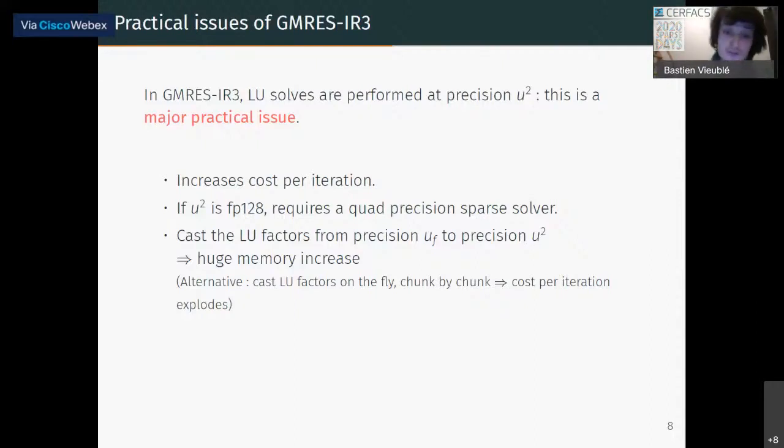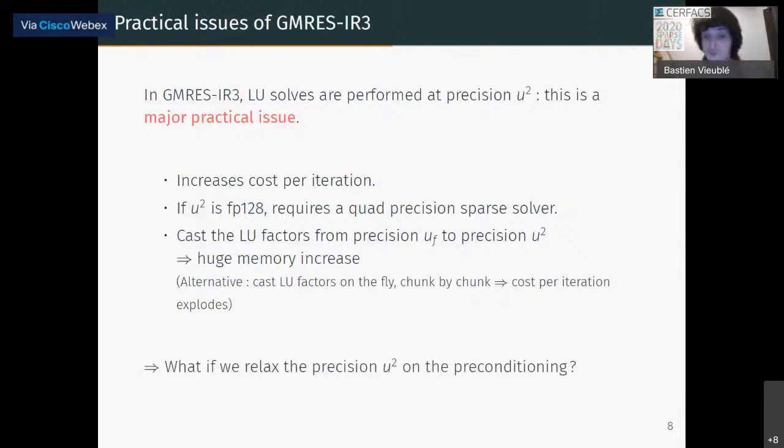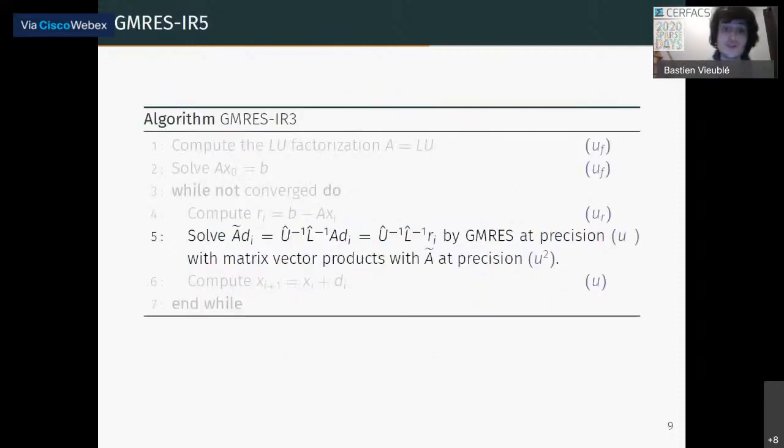And it also requires the cast of the LU factors from precision uF to precision u², which is a huge memory increase. That is why we wonder if we can relax this precision u² on the preconditioning. And it leads us to consider a new algorithm we call GMRIR5.